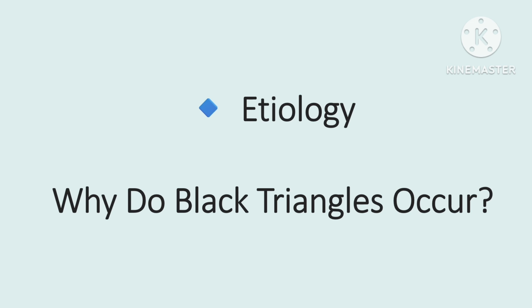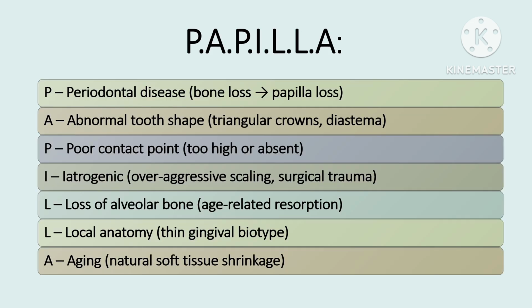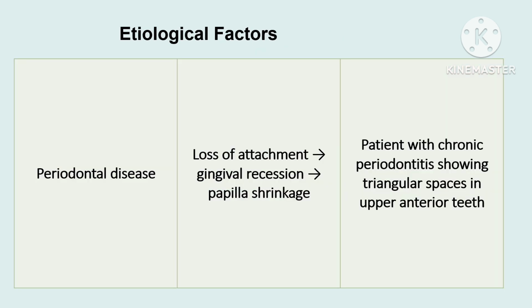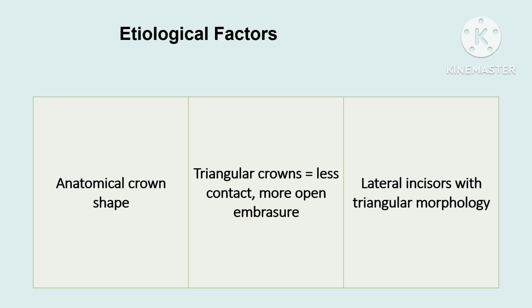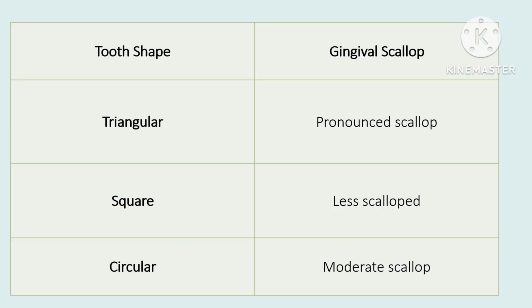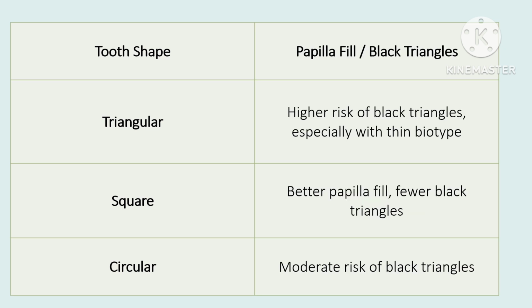The causes of papilla loss can be easily remembered using the mnemonic PAPILLA. Periodontal disease is one of the most common causes, where bone loss reduces the support for interdental papilla. Brushing and food impaction can damage the interdental papilla, leading to black triangles, often linked with cervical abrasions. Shape affects the interdental papilla. Triangular teeth have high scallops and are more prone to black triangles. Square teeth have flatter scallops with better papilla fill, and circular teeth provide intermediate aesthetics.